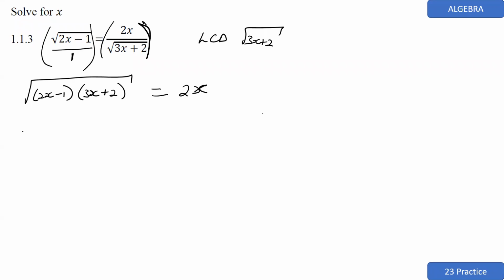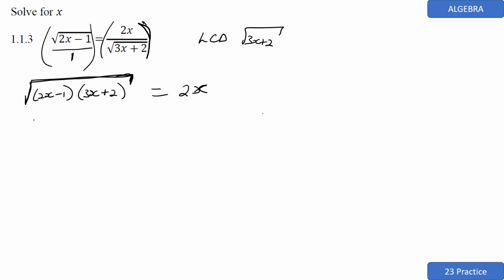Sorry, my answer was wrong. I made a mistake with the calculation. The actual answer is minus 1 plus root 17 over 4 and minus 1 minus root 17 over 4. Okay, so to get rid of the square root, we square.